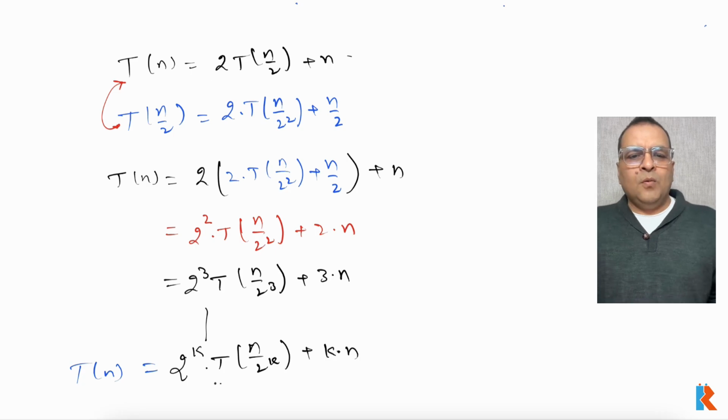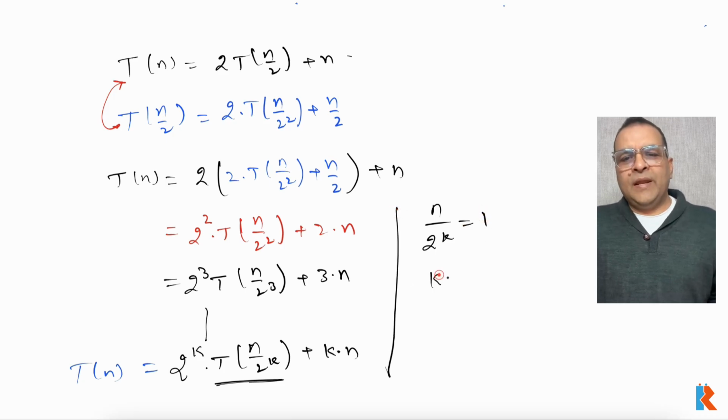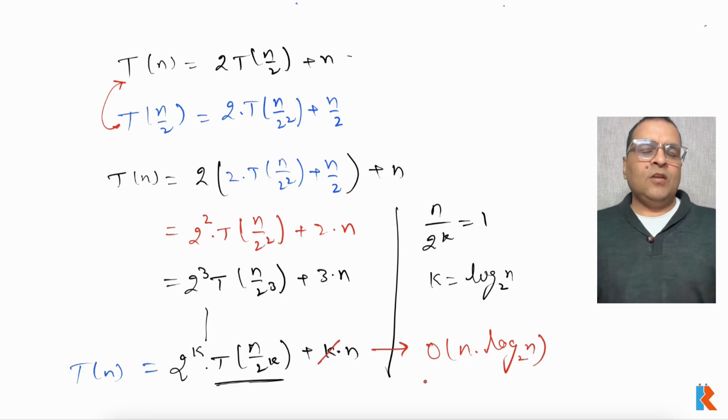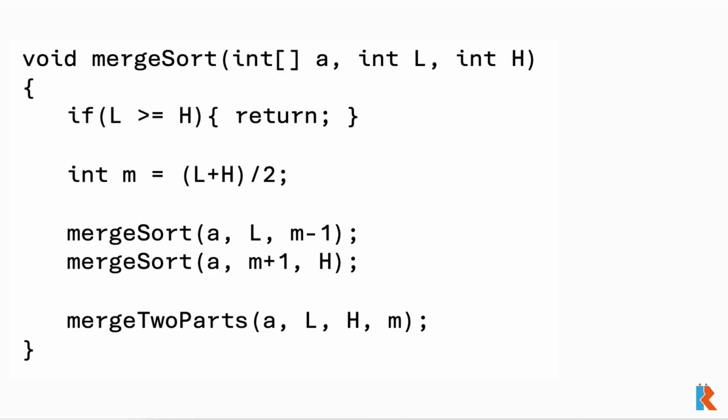We will stop when this becomes equal to 1, which means that we will stop when n by 2 raised to the power k becomes equal to 1. N by 2 raised to power k will be 1 when k is log of n to the base 2. If you replace this k by log of n to the base 2 here, then we will get that T(n) is equal to some constant plus n log n. Therefore, this will be big O of n log n to the base 2. This is how we are solving it using the substitution method.